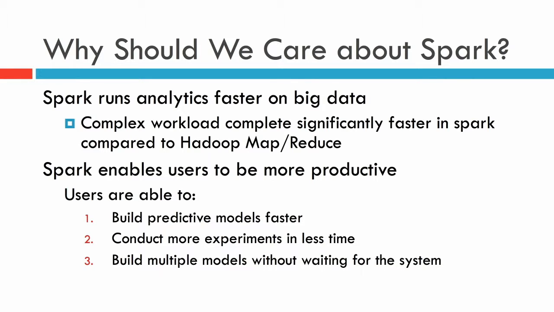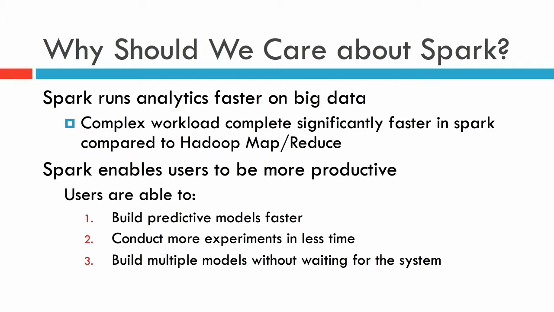First, Spark is going to run analytics faster on big data. And that's because the complex workflows that are typically present in an analytics use case normally have iterative tasks in play. What Spark enables in comparison to MapReduce is the ability to utilize and pass data that is cached in memory, making it much faster.